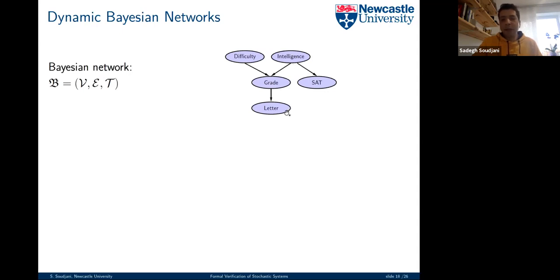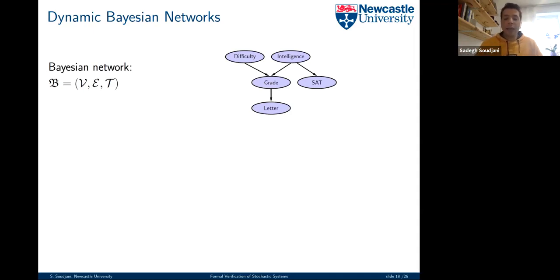And for example, if a student wants to get a recommendation letter from the supervisor, the recommendation letter usually depends on the grade of the student. So here we have some qualitative information on how these variables influence each other directly and how they are independent of each other. These arrows reflect dependency, and if there is no arrow from one variable to another, it means they are independent. So this is the qualitative information captured in a Bayesian network.